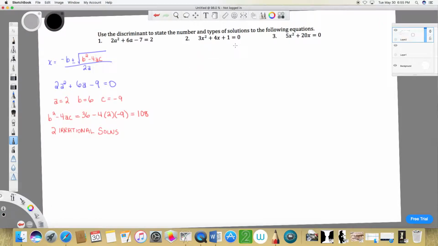All right, let's take a look at our next problem. It is in standard form, so I can jump in and identify A, B, and C. The discriminant is B squared minus 4AC. B squared is 4 squared, which is 16, minus 4 times A times C. 4 times 3 is 12. 16 minus 12 is 4. Now, unlike 108, 4 is a perfect square. When you go to take the square root of 4, you're going to get 2.